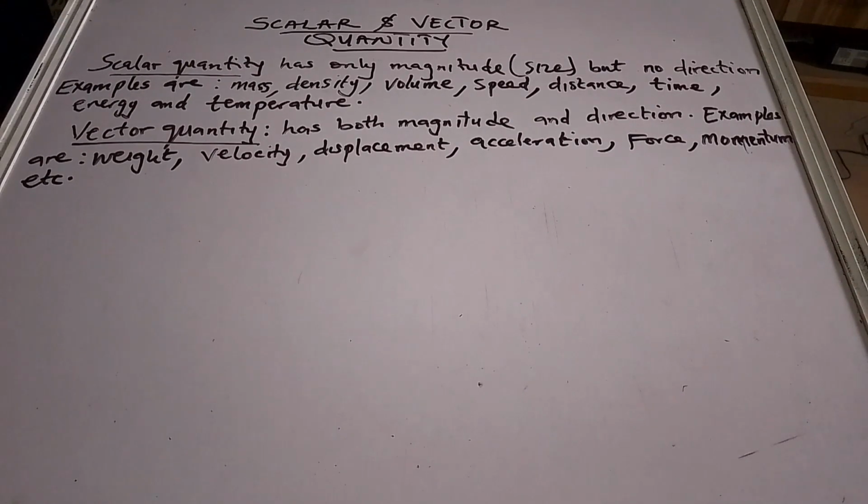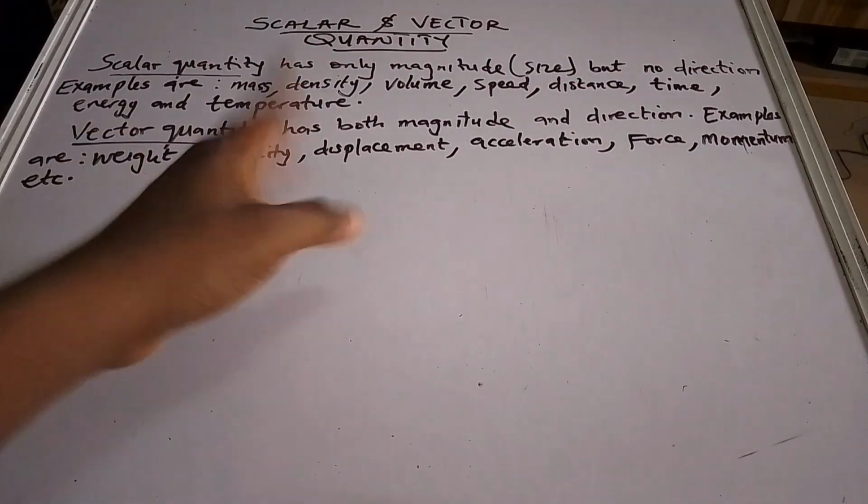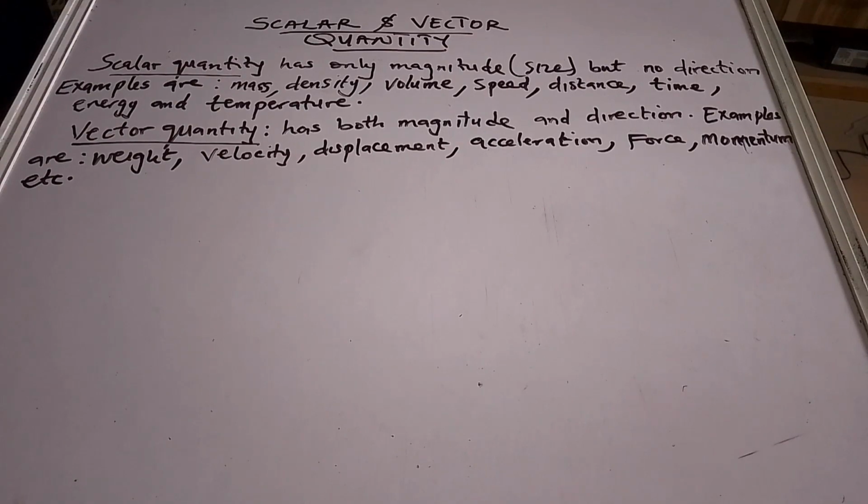And what are vector quantities? Vector quantities, on the other hand, are the quantities that have both magnitude and direction. They have size, they have direction. So let's look at the examples. Let me give you an example so that you'll be able to get what we are talking about.